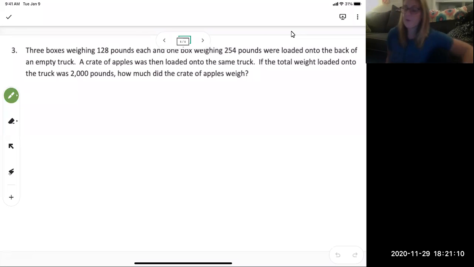Okay, 3 boxes weighing 128 pounds each and 1 box weighing 254 pounds were loaded onto the back of an empty truck. A crate of apples was then loaded onto the same truck. If the total weight loaded onto the truck was 2,000 pounds, how much did the crate of apples weigh? Now, this one is going to be much easier to draw our tape diagram for. So, we have 3 boxes weighing 128 pounds. So, let's draw that first.